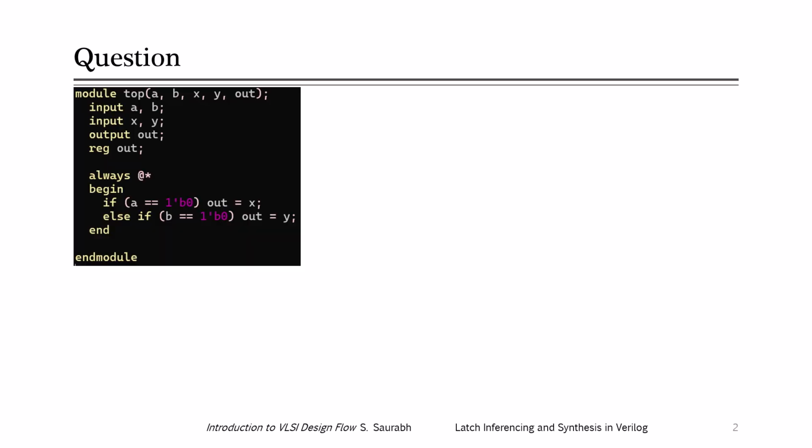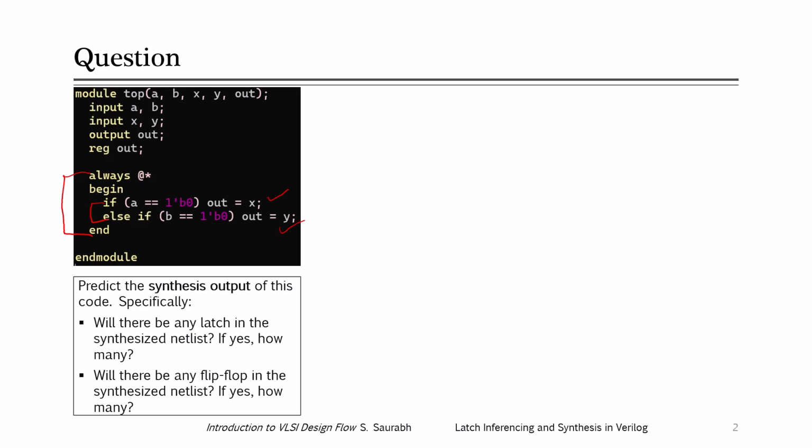In this question, the RTL code was given. In this RTL code, there is an always block, and inside this always block, there is an if else if block. In this if else if block, it is written: if a is equal to 0, then out should get a value of x, else if b is equal to 0, then out should get a value of y. And it was asked to predict the synthesis result of this code. Specifically, it was asked whether there will be any latch in the synthesized netlist and whether there will be any flip-flop in the synthesized netlist.